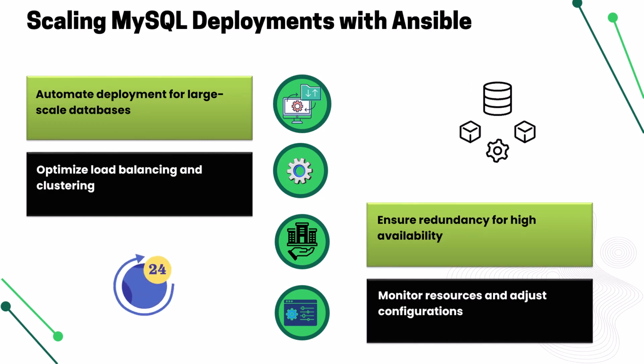Scaling MySQL deployments is like preparing for a huge party. You need space, organization, and backup plans. Ansible automates deployment, saving us time and effort. Load balancing ensures smooth traffic flow. Redundancy keeps everything running, even if something fails. And monitoring helps us stay ahead, adjusting configurations as needed.